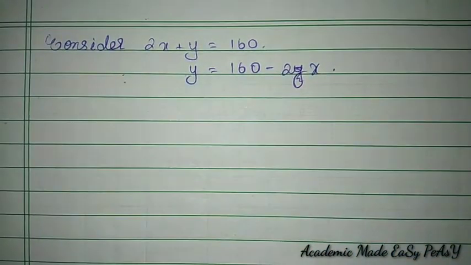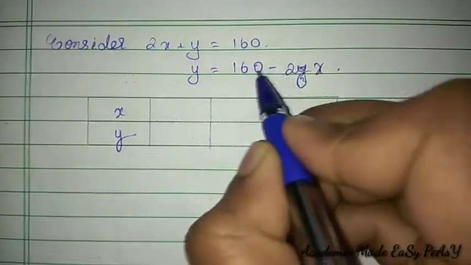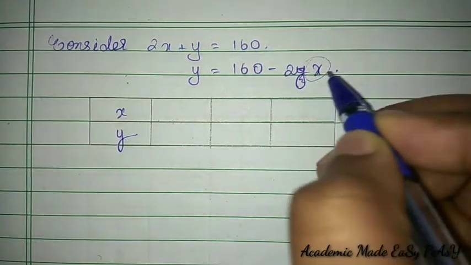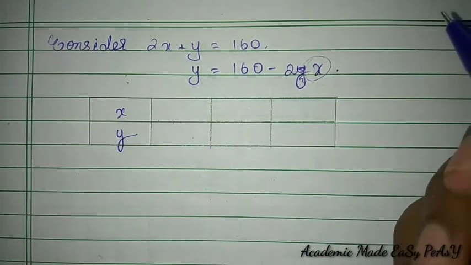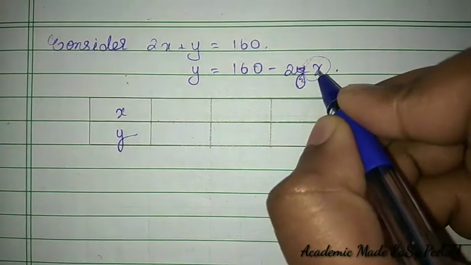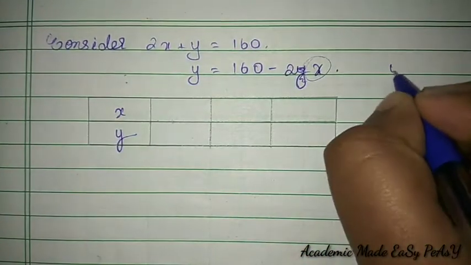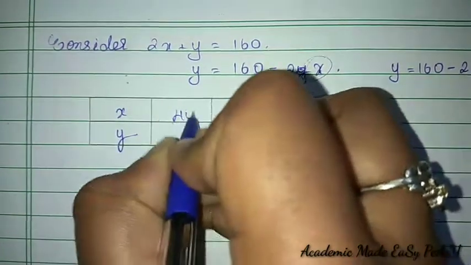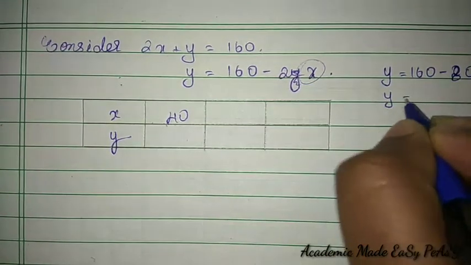So now we will draw the table. This will be my x and y, and 160 minus 2x I have. If I substitute some value for x, I have to get some number for y. So x and y will be close if I choose such numbers. I will start from 40. So y is equal to 160 minus 2 into 40. 2 into 40 is 80, so y is equal to 80.